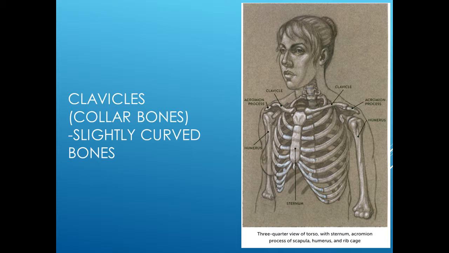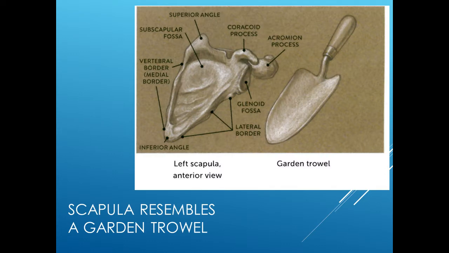But it allows for a lot of movement in our shoulder. All right, next we see the scapula, how it resembles a garden trowel. And if you've ever done any gardening, you've probably got one of these around the house. It's good for digging up dirt, digging up weeds, planting flowers, things like that. But you can see the shape of the shovel kind of resembles the shape of our scapula.